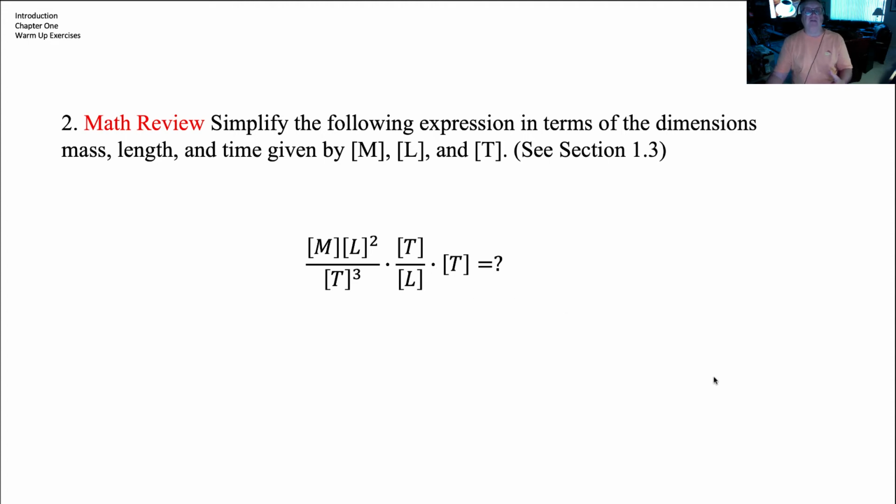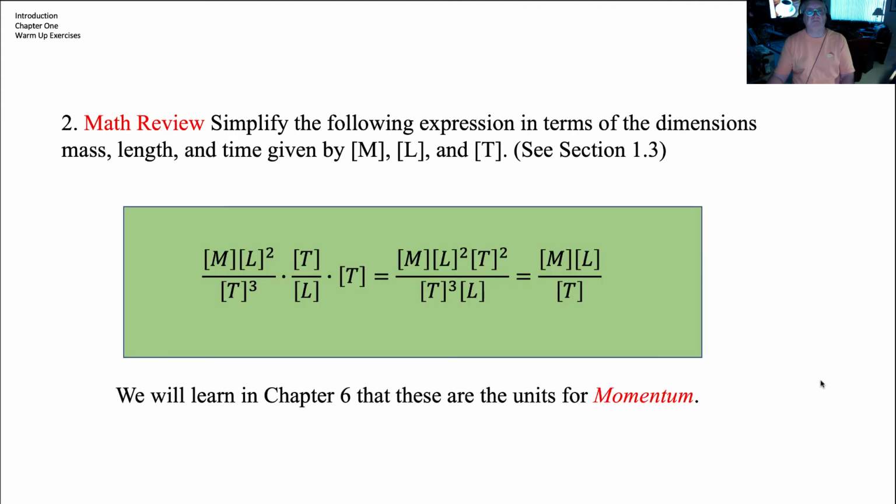So how do we gather the terms here with these dimensional units and make some sense of what we can do to simplify the expression. In doing this, we're going to gather all of our terms. There's only one unit of mass, there's a squared unit of length, and a squared unit of time in the numerator. In the denominator, we have a cubed unit of time and a single unit of length.